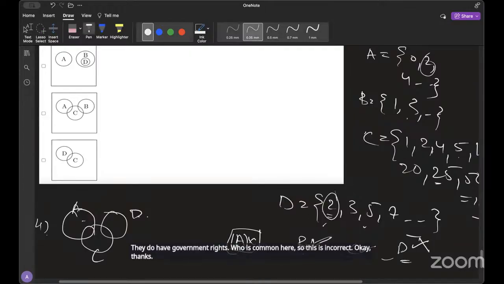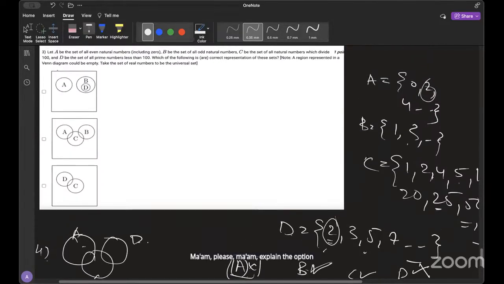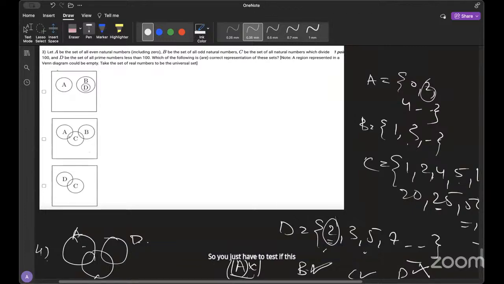So these two options are correct then, B and C. Ma'am, please explain option 2 again. Option 2 says that A and C have something in common, C and B have something in common, and A and B do not have anything in common. And this doesn't say anything about C. So you just have to test if this is true or not. If you look at A and C, they have a common element 2. Even if you see only one common element, this means A and C have something in common.